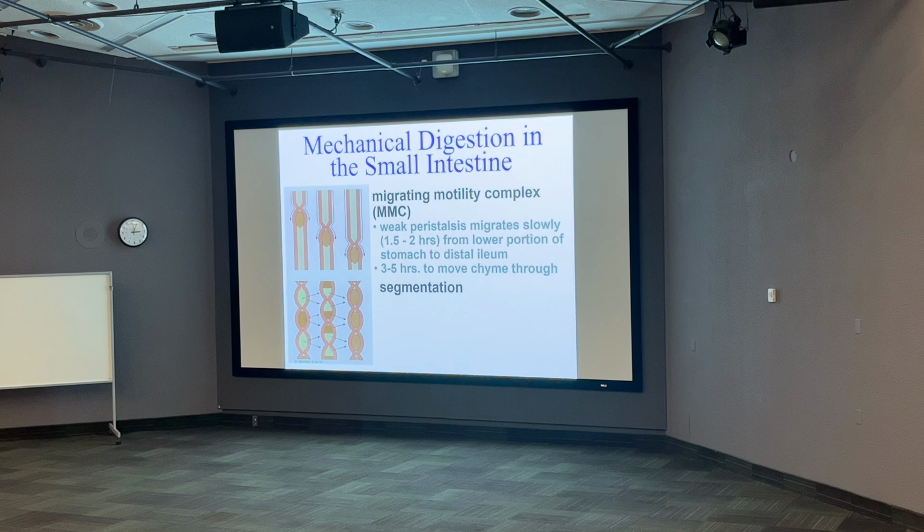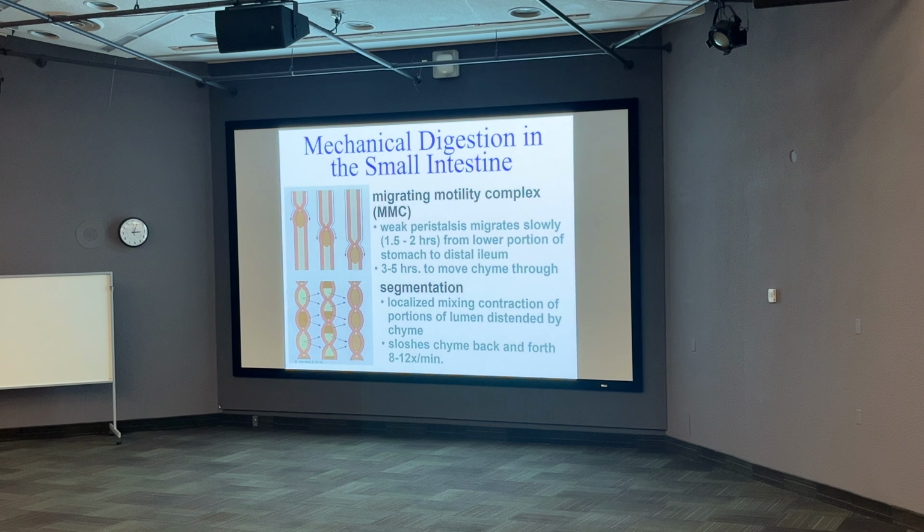And so we have segmentation. And so segmentation is where we have this localized kind of mixing back and forth in kind of a smaller region to make sure that we have that churning and mixing that happens to bring all of that chyme into contact with the wall of the intestine. This is a little bit faster, so now you're getting kind of 8 to 12 kind of sloshes a minute in each of those areas, and it helps to churn things along. As you're churning, you're kind of slowly getting pushed along, so you've got kind of two motions that are happening at the same time as that chyme is moving along the line.